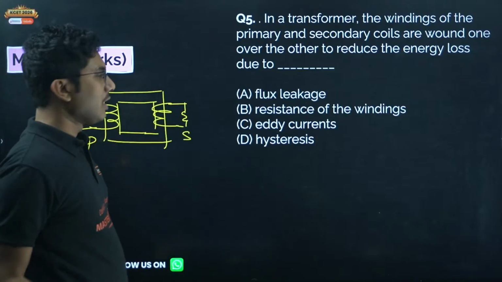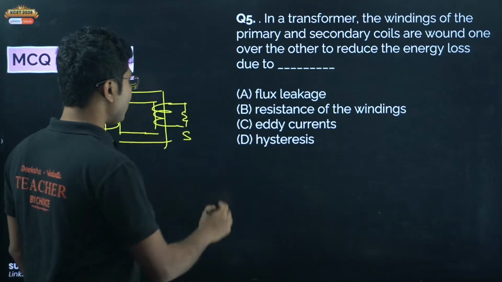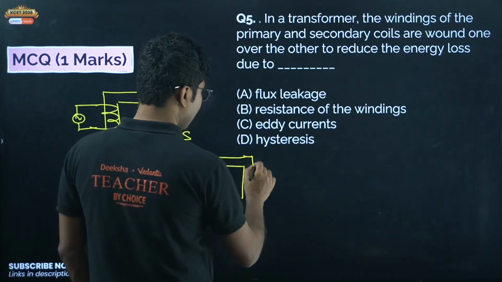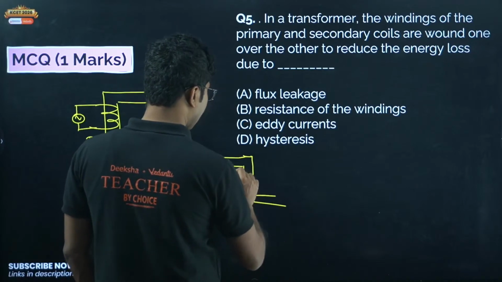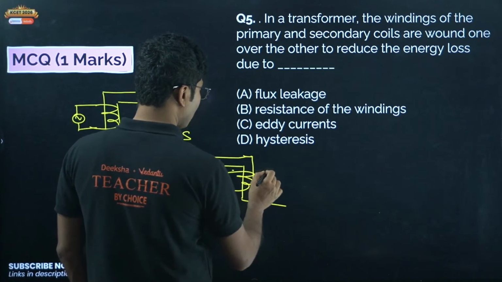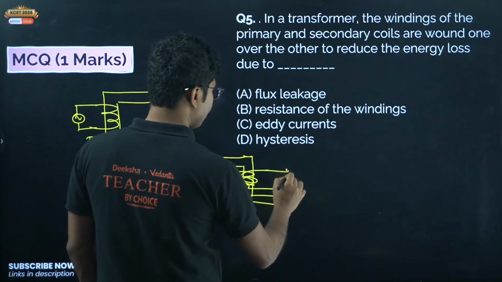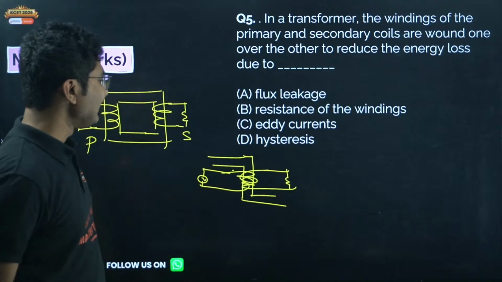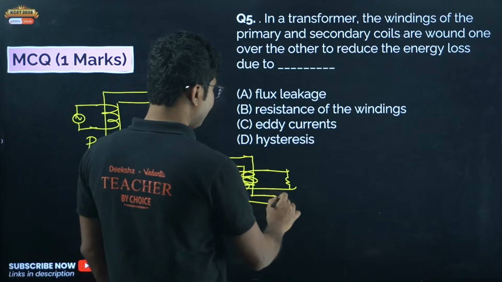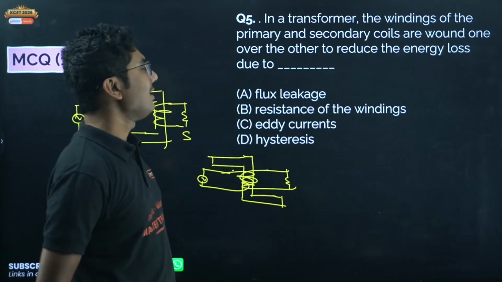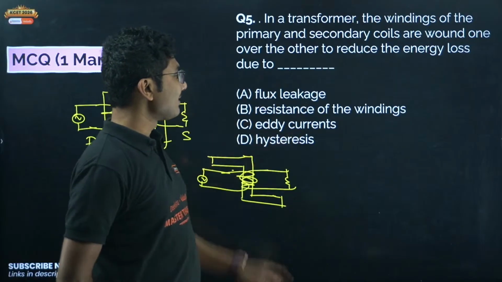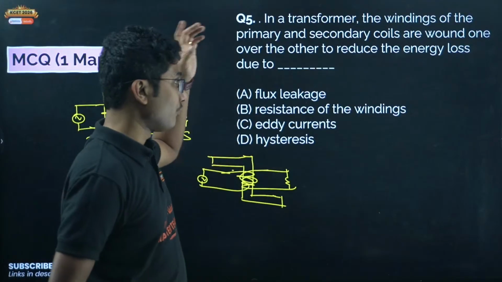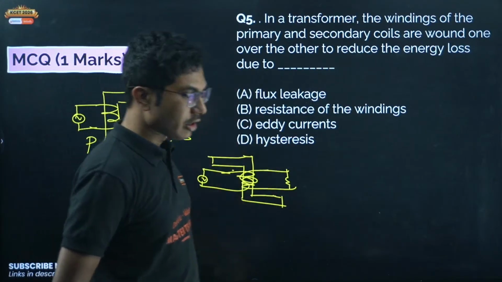This is the standard setup, but there is some problem with this setup, so we sometimes use another setup where primary and secondary are connected in the same way, through the same core. So this is our secondary, this is our primary. This is done to reduce one of the problems happening inside the transformer. What is the problem? Is it flux leakage? Is it resistance of the windings? Is it eddy currents, or is it hysteresis? There are 4 types of losses in a transformer. Which loss is being managed over here?